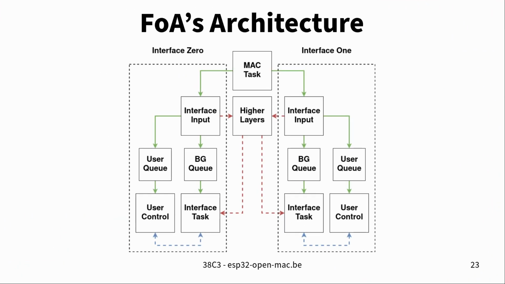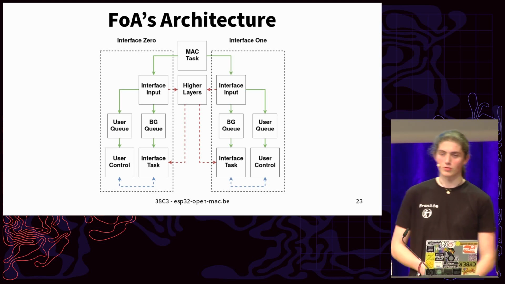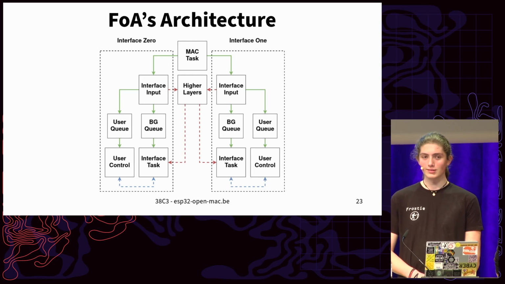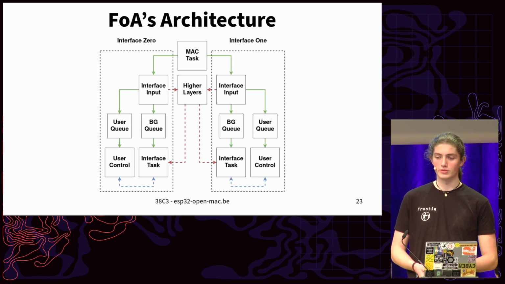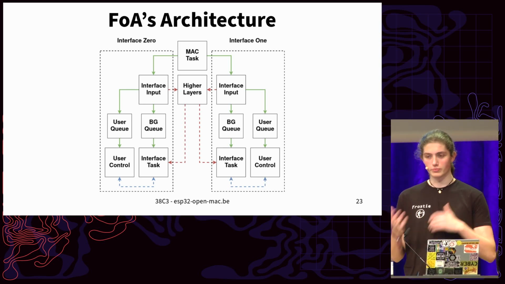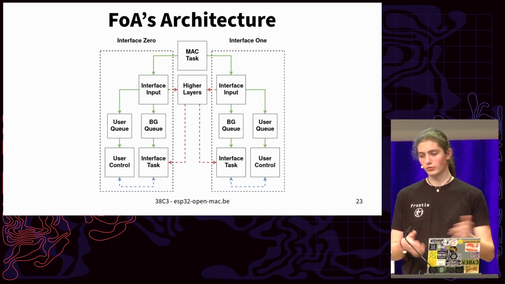It looks quite complicated, but I promise it's not that bad. It's mirrored down the middle because the hardware has two sets of these receive filters, so it can look for frames from two addresses. So we basically have two virtual interfaces, and in the background we have the MAC task that's always running, and it will receive every frame the hardware receives, and then take a look. Is it for interface 0 or interface 1? If it's for interface 0, it will go to the interface input of interface 0, otherwise to interface 1.